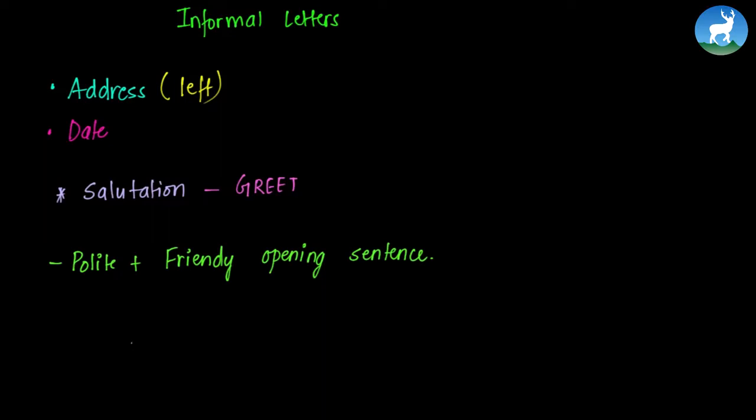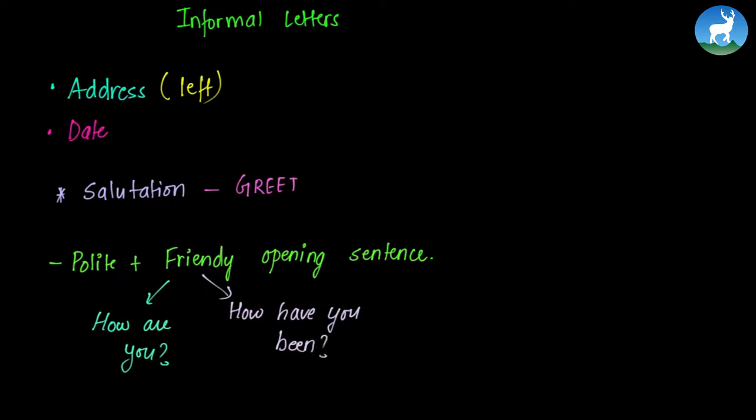You can ask about the person by simply saying, "How are you?" Or you can even say, "How have you been?" Or if you don't want to ask any question, you can simply say, "So glad to hear from you." And then now, you can write about what you want to say. For the body paragraph, you can elaborate why you're writing the letter.